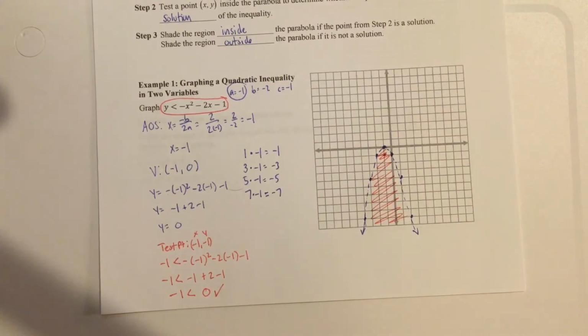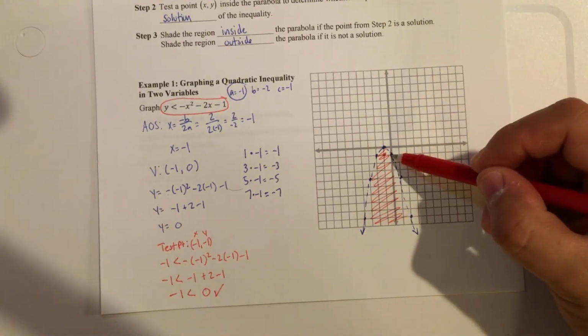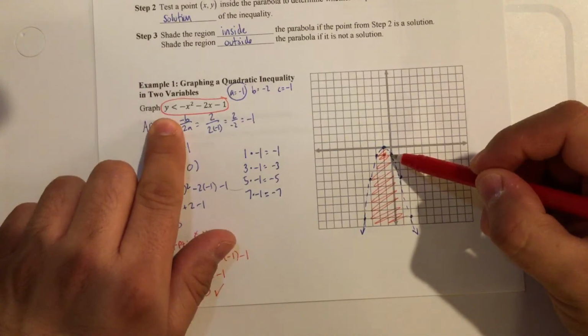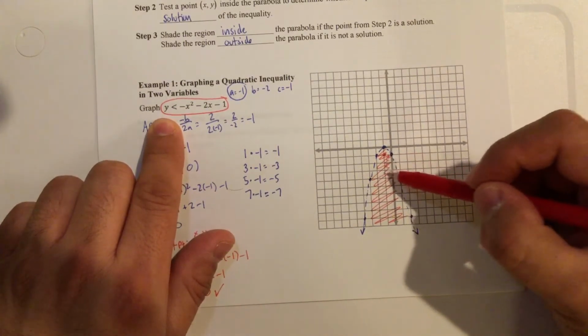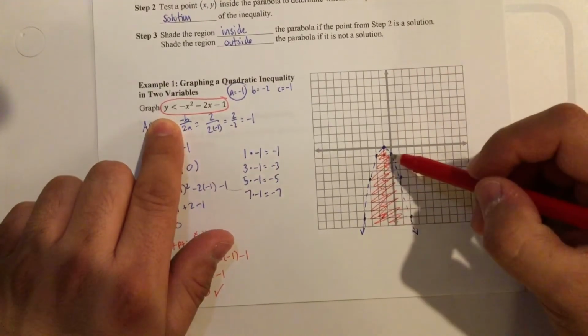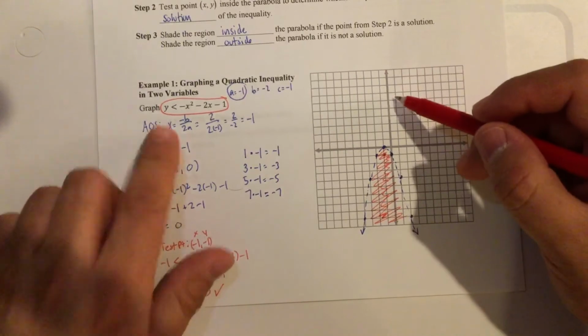Now there's also a trick I like to use. What I do is I go to the y-intercept, which is right here, and I look at this symbol. The symbol says less than. So I shade below the y-intercept, which happens to be inside the parabola as well. If it was greater than, then I would shade above it, which would be outside. In this case, it's not.